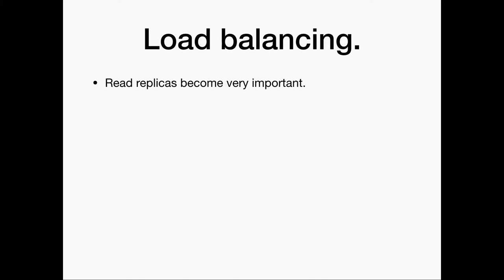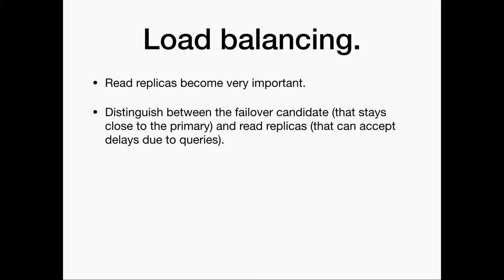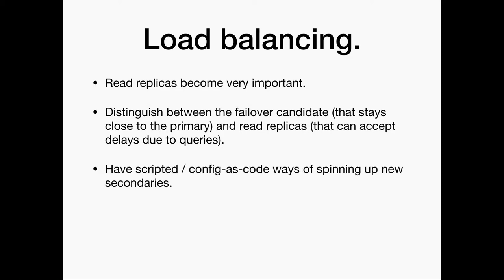You are definitely going to need load balancing at this point, and read replicas become very important. This is the point where you really need to distinguish a failover candidate, one that stays very close to the primary, as opposed to read replicas, which are going to take all your read traffic, because the read replicas can accept the delays, whereas the primary failover one cannot. And if you're not on a fully hosted solution that does this for you, you want to start looking at config as code ways of spinning up new replicas so that you can scale up to anticipate more write volume and things like that. So this is the time to start investing in that kind of tooling.